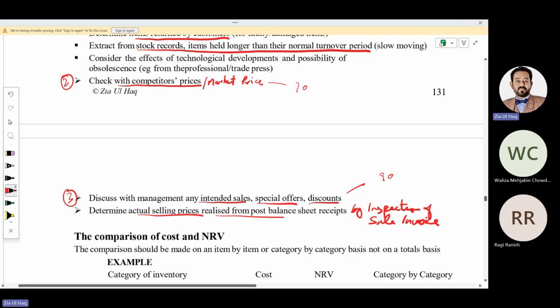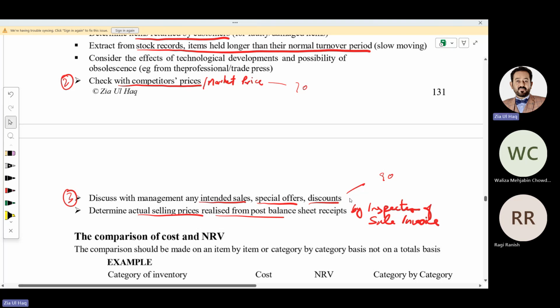If they are going to be sold at 90, this means the year end inventory value of obsolete units is okay. But if after year end these inventories are sold at 60, even lower than competitor prices, at that time this means inventory is overvalued. We will ask the management, please state this inventory at 60 per unit rather than 90.